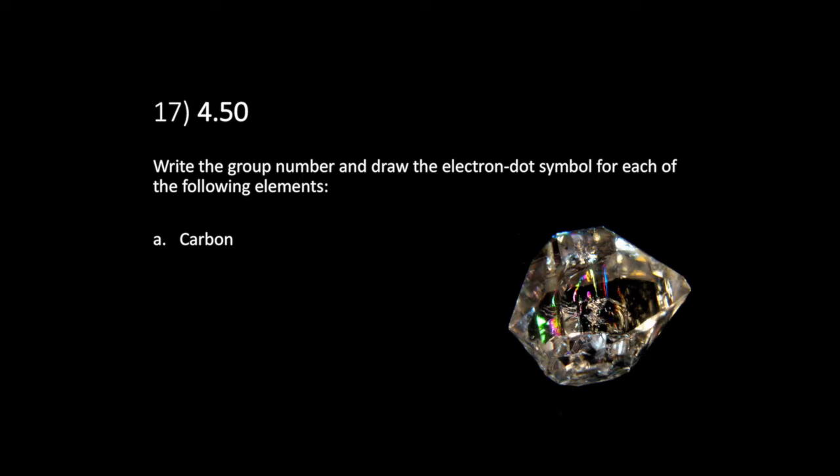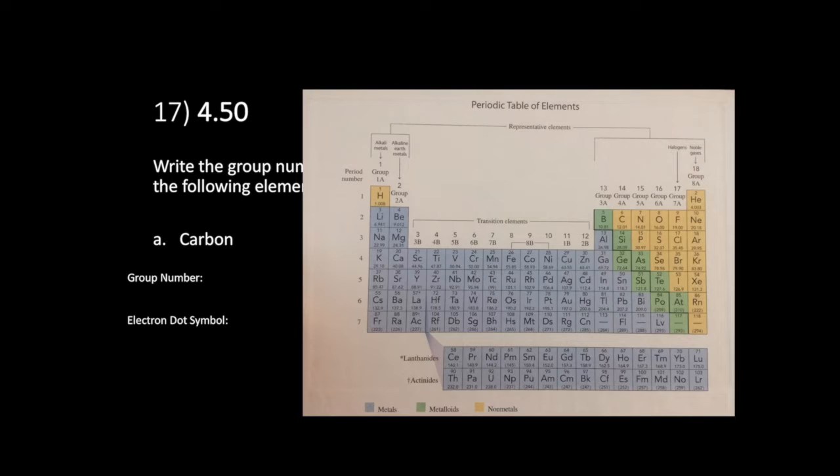So let's dive right in. Let's go through that process for carbon, which can be diamond, if it's squeezed in the right way. So carbon is in the top, sort of middle right of the periodic table. It's in group 4A, so the group number will be 4A. That was the first thing that they wanted us to write down. The second thing that they want us to write down is the electron dot symbol.